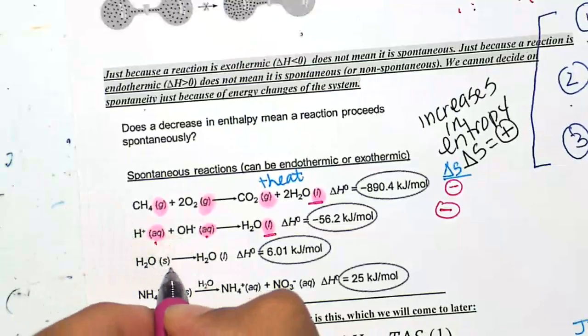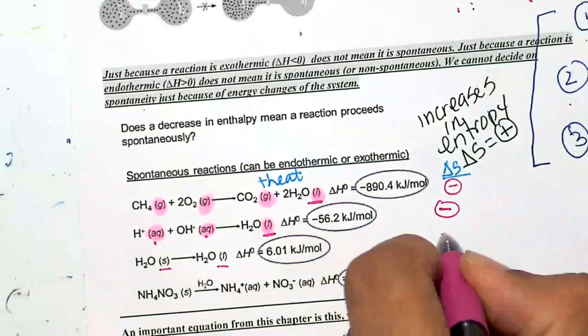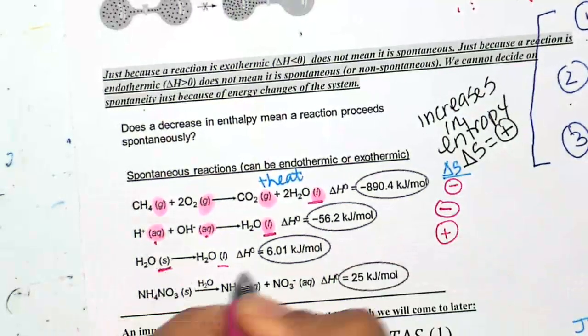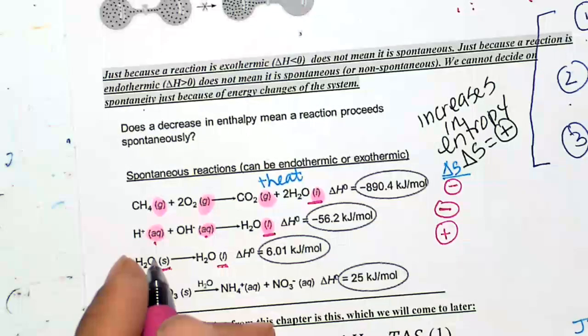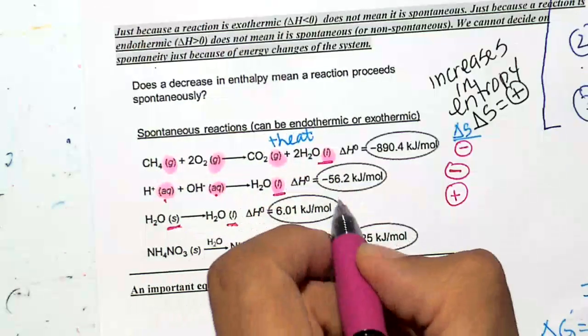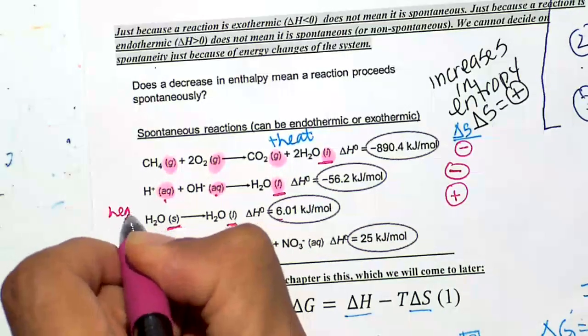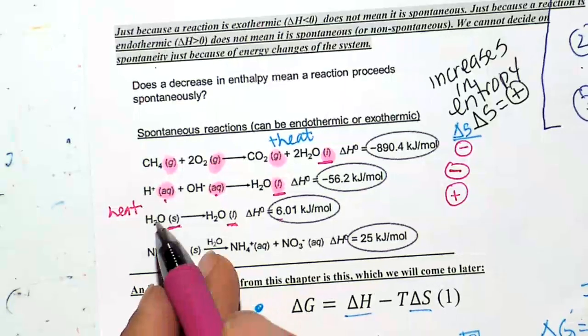Okay? What about going from a solid to a liquid? Would that be positive or negative? Okay, that will be positive. Solid is ordered. A liquid is not ordered. The molecules are every which way. But notice that this is an endothermic reaction, so this requires heat.